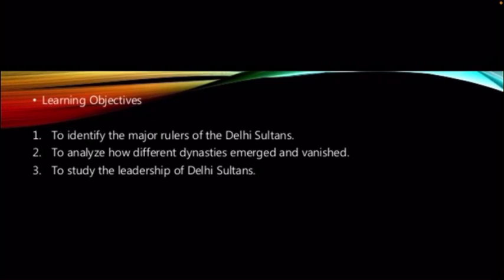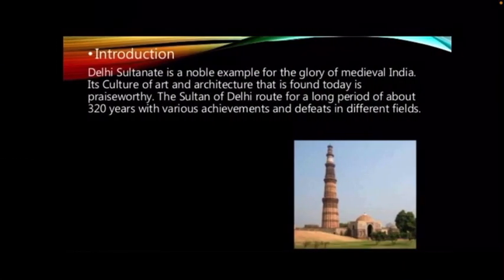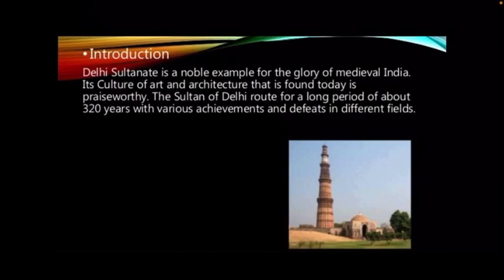During the Delhi Sultanate period, there were different dynasties which ruled Delhi. The first one being the Slave dynasty that ruled from 1206 to 1290 AD. Then came the Khalji dynasty, 1290 to 1320 AD. After Khalji dynasty came the Tughlaq dynasty. It ruled from 1320 to 1414 AD.